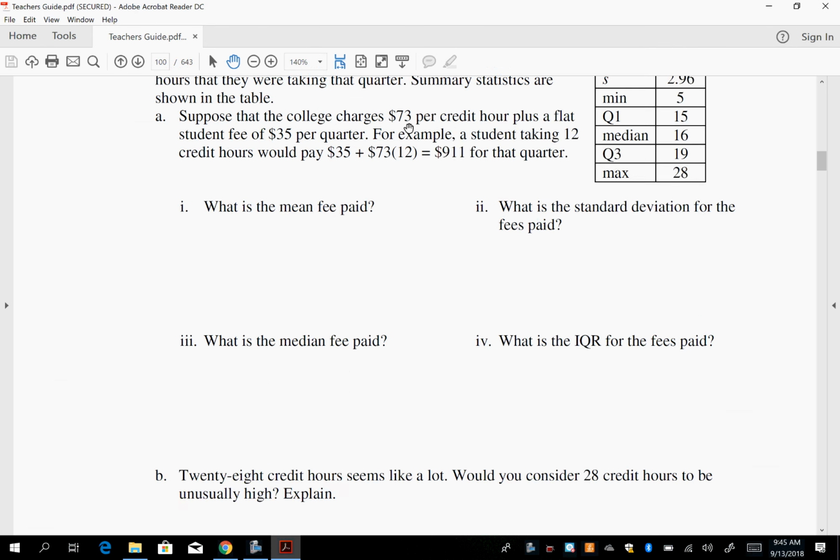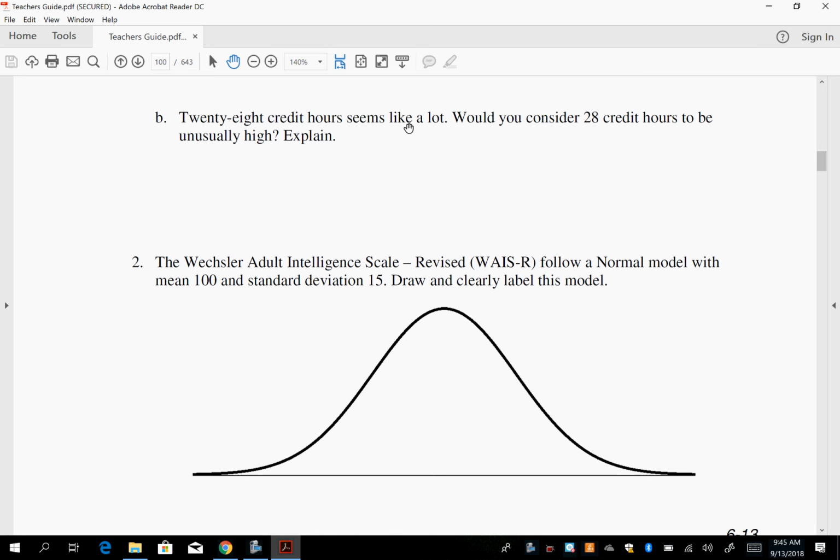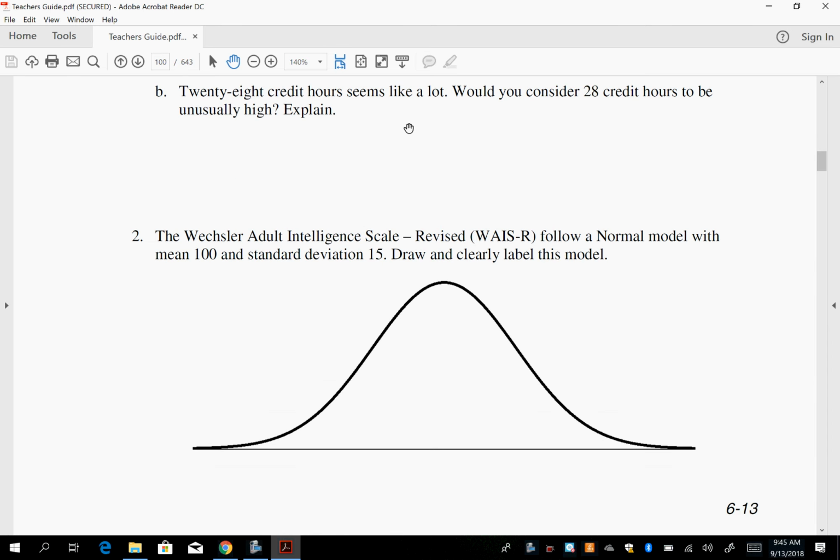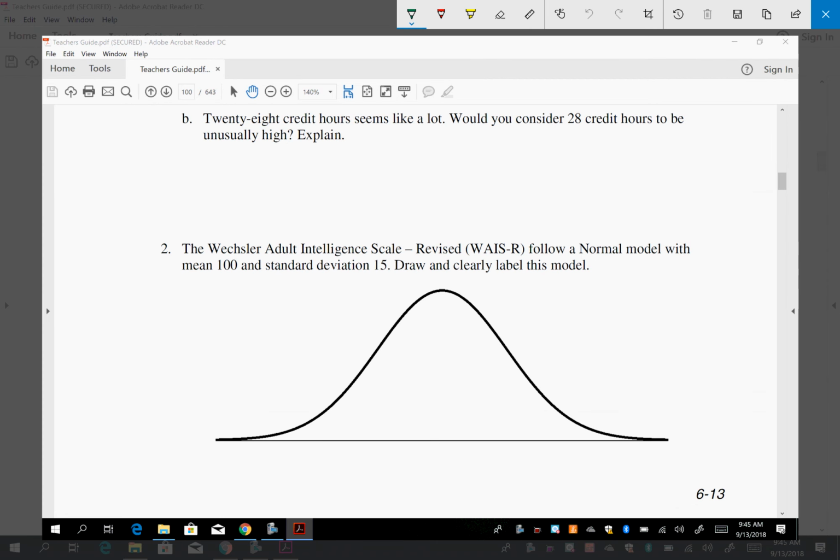Great, let's move down to the last part. 28 credit hours seems like a lot. Would you consider the maximum of 28 credit hours to be unusually high? Why are you saying yes? Again, what word would you use right now? Because you haven't done any math. You're saying yes, but have you done any math? You could say, I mean, approximately is not the right word, but you're on the right track. What do we say when we think something?